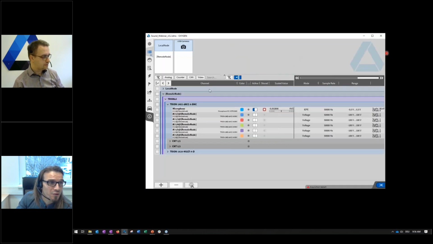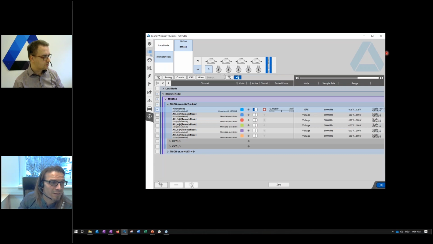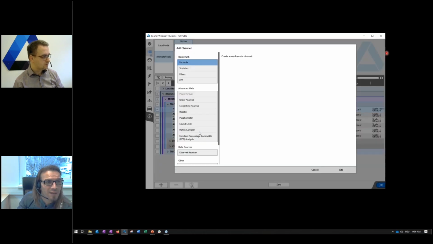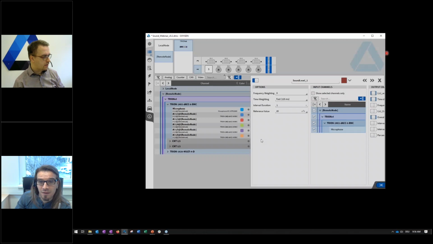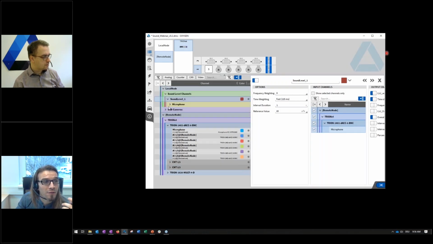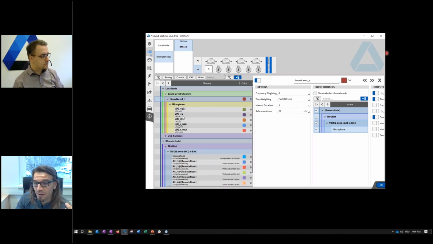Just have to go here to the channel list. My microphone here is connected now to the first channel. Just select your microphone signal, press on add, and then you can go to the sound level determination. So just select your ABCD or linear set weighting, your time weighting constant, and your reference value is also included here. And then you can activate or deactivate certain output signals. And then the software does all the calculation for sure. And all the values are included here in the channel list and are automatically calculated and stored to your data file.